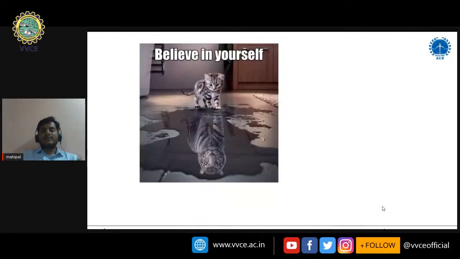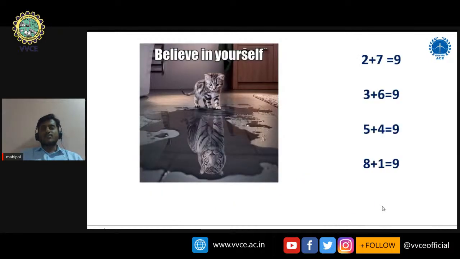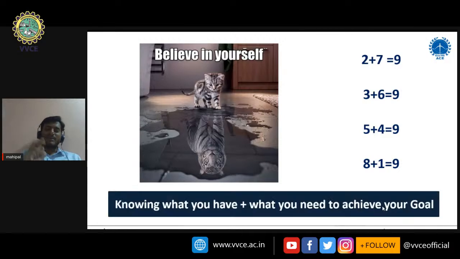So let us move ahead. Let us see how to believe in ourselves. How can we believe in ourselves? How will you realize that you are not a cat, you are a tiger? If you can do two simple assessments, then you will come to know this. First one is knowing what you have: what capabilities you have got, what strengths you have got, what opportunities you have got. You need to understand all these things.